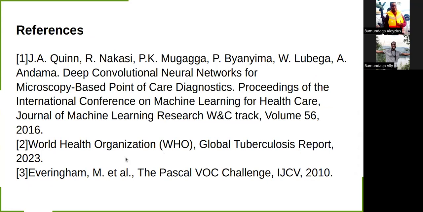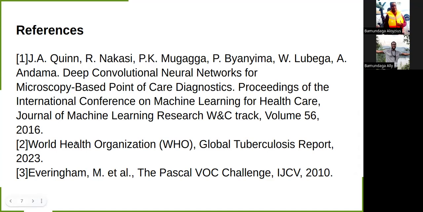Beyond that, I want to introduce the team. So we have Dr. John Quinn, Dr. Rosna Kasi, Mr. Pius Mugaga, Madam Bianyima, David Lubega, and Alfred Andama, who's also a doctor right now, a microscopist. These are the experts who worked on the data set. And the paper is called Convolutional Neural Networks, Microscopy-Based Point of Care Diagnosis. It was then submitted to this conference.